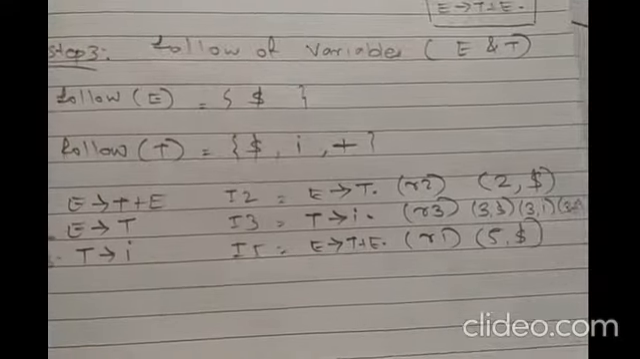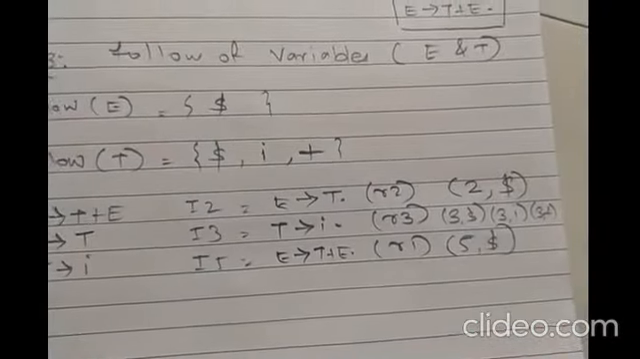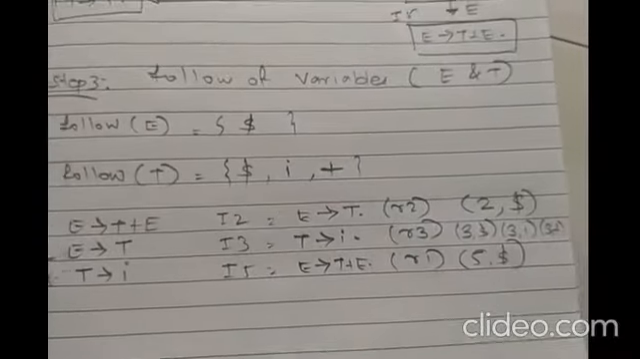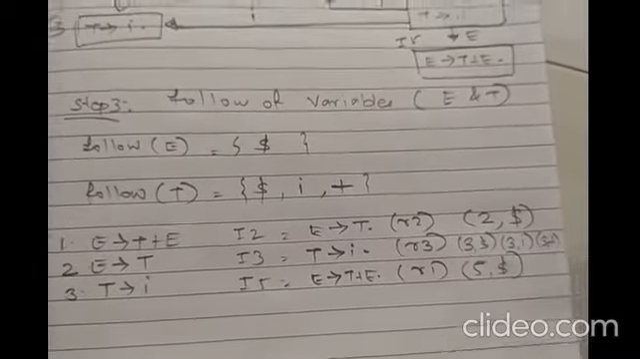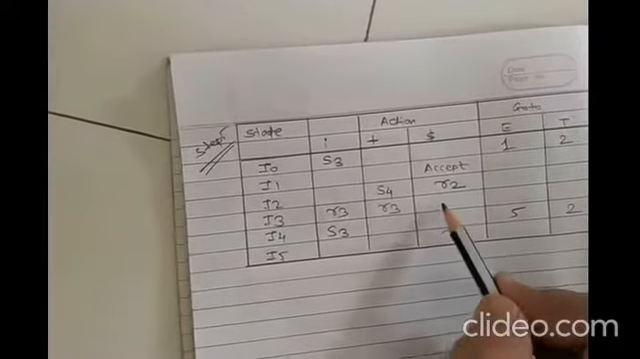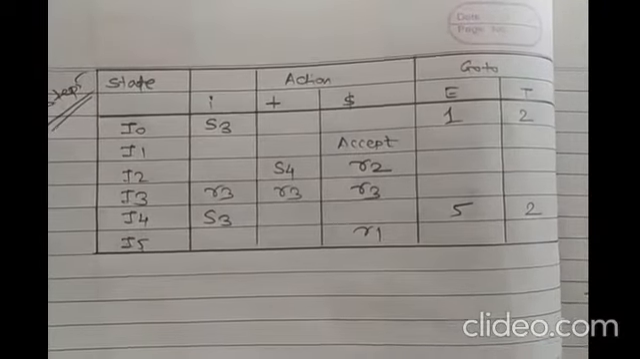Now we will write the reduce operation. So 2 on dollar will be R2. Similarly, 5 on dollar will be R1. And lastly, 3 on I, 3 on plus and 3 on dollar will be R3. So in this way this action and go to table is also created.